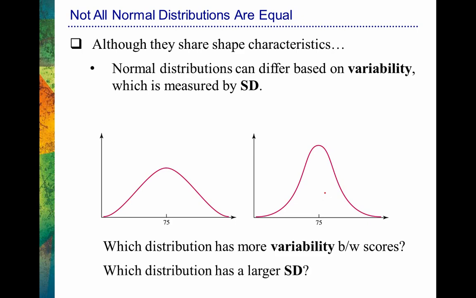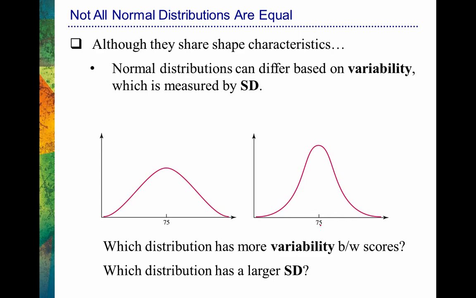Which distribution has a larger standard deviation? Well, this distribution would have a larger standard deviation because what does the standard deviation measure? On average, how much do the scores differ from the mean? Well, on average, these scores differ more from this mean. Over here, we see that there's less variability from the mean, so the standard deviation would be less.